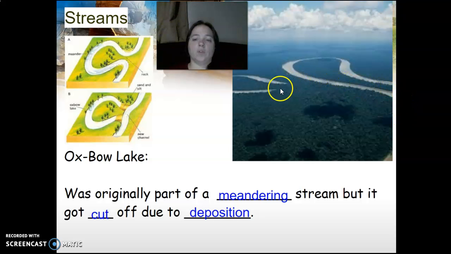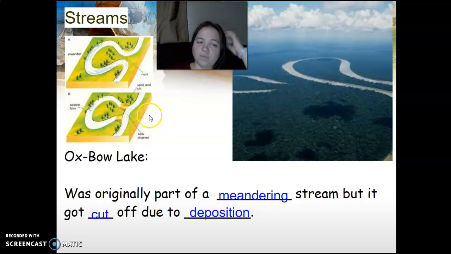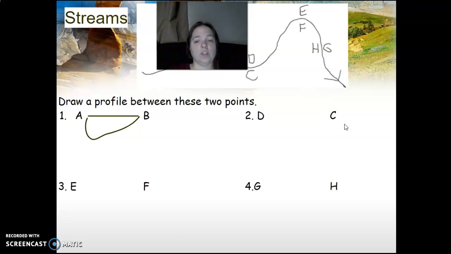Maybe it curved over here, and then it curved and went like this. And over time, all the deposition started building and building and building. So what ends up happening is all this deposition, like right here and here, builds up and blocks the actual river that was previously there, causing an oxbow lake. It's a lake that was part of the river.